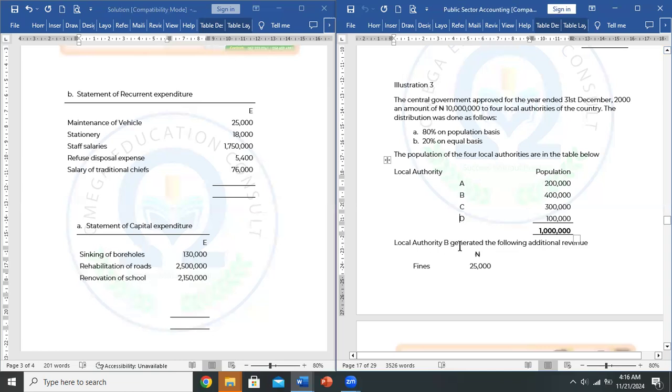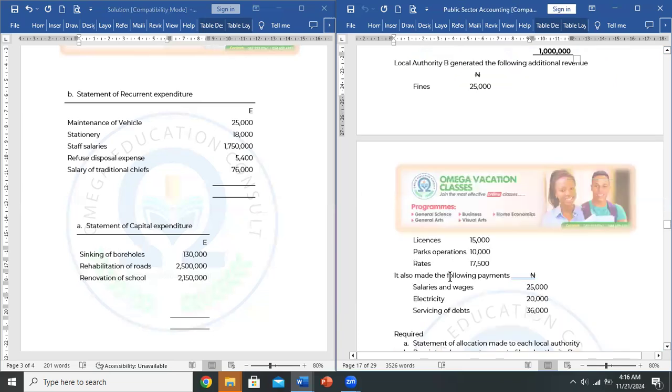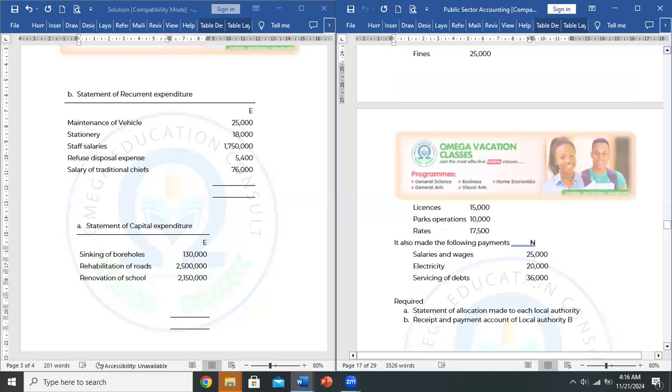Now, local authority B generated the following additional revenue: fines, licenses, park operations, rates, and it also made the following payments or expenses: salary, wages, and so on. What are you required to do? You are required to prepare a statement of allocation made to each local authority. Dear professors, this one you can apply your mathematics ideas.